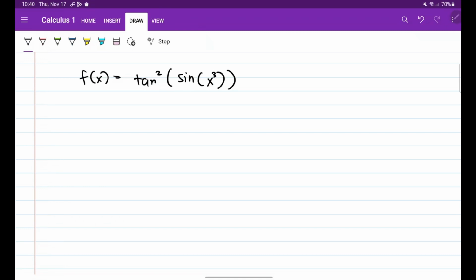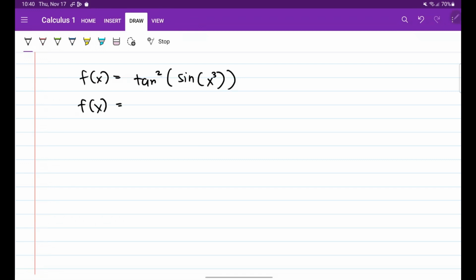Okay, so welcome back. In this video, I want to make a more difficult example of the chain rule with trigonometric functions, so para ma-practice din natin yung derivatives natin of trigonometric functions. So we have here tan squared of sine of x cubed. So we want to take the derivative. Okay? So we have f(x).